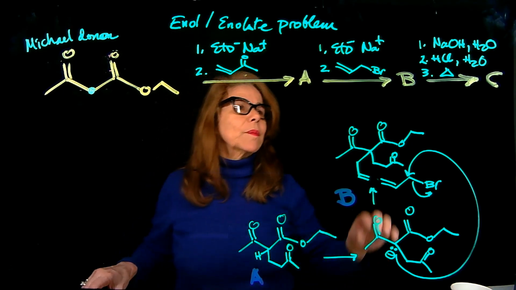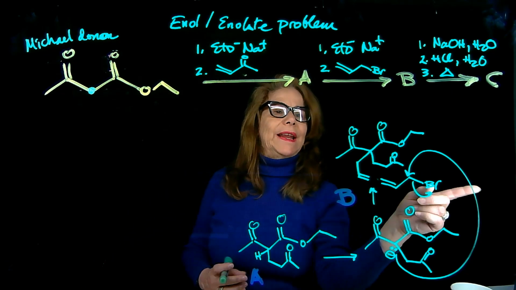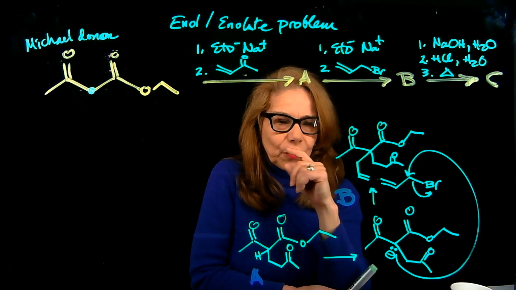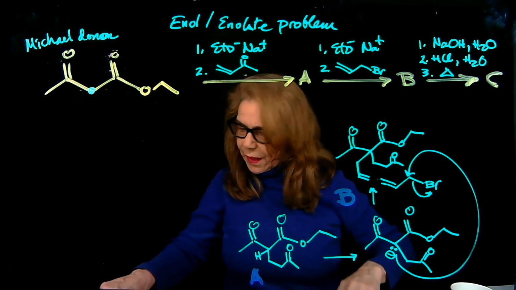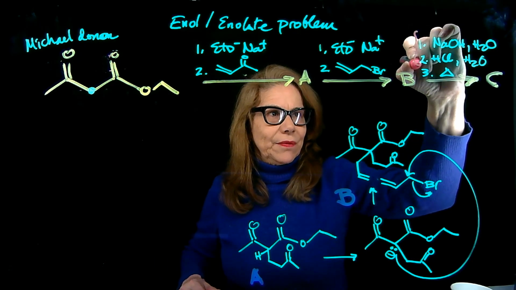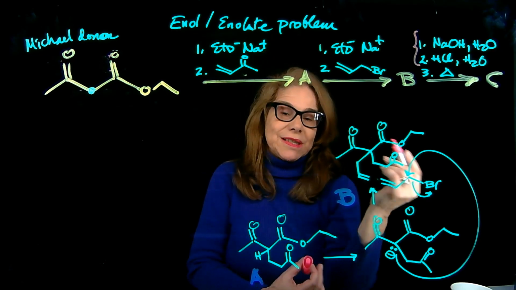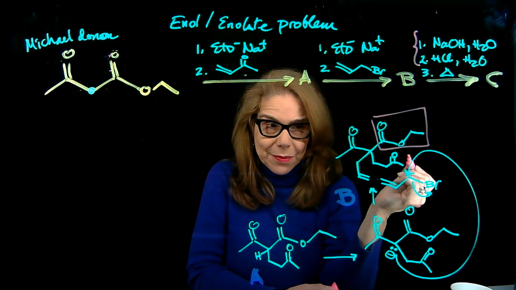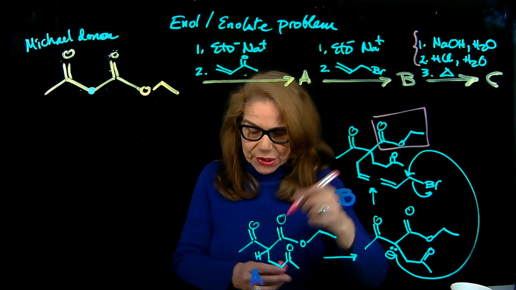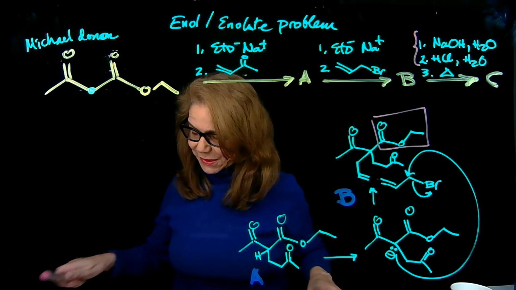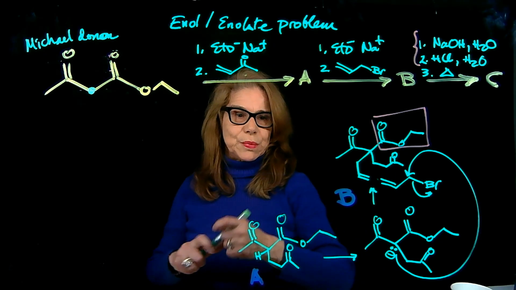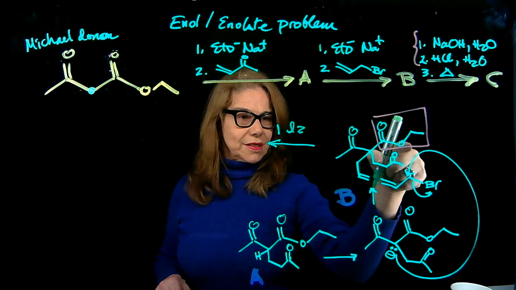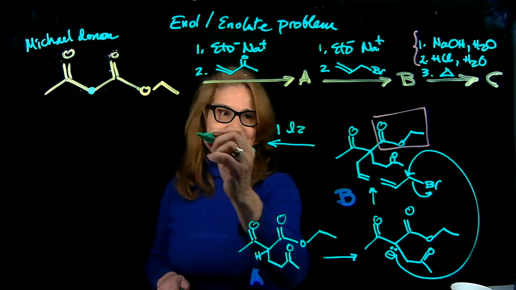And now it says here that we treat B with NaOH and water, and then hydrochloric acid in water. This is the ester hydrolysis. This is your ester, and we're going to be hydrolyzing that. You're going to form a carboxylate, and with acid, we are going to protonate and get the carboxylic acid. So I'm going to combine here steps 1 and 2 into 1, and simply hydrolyze that and get the carboxylic acid.